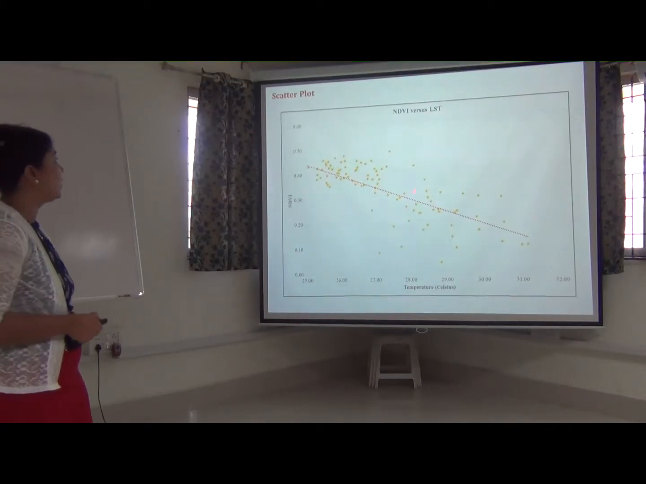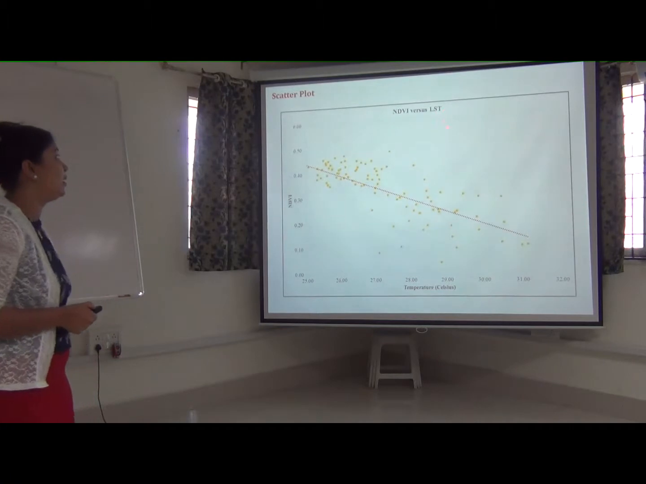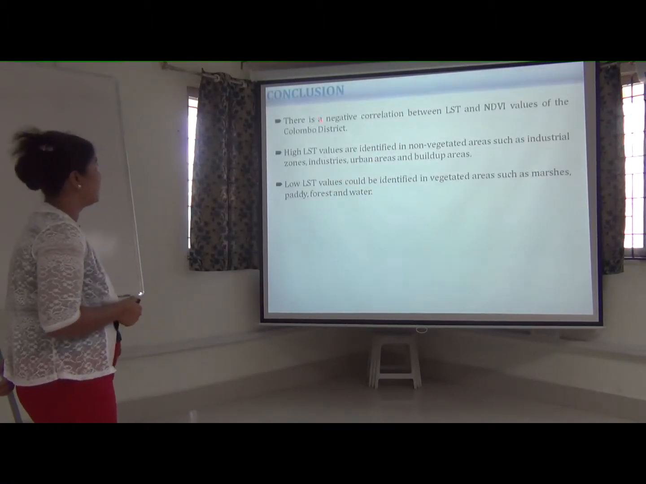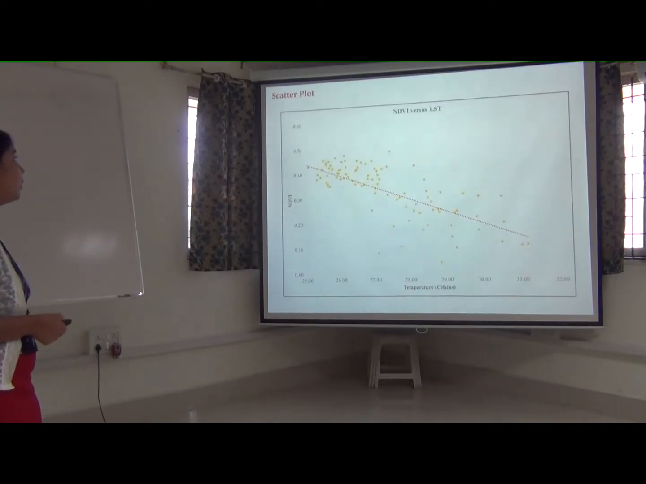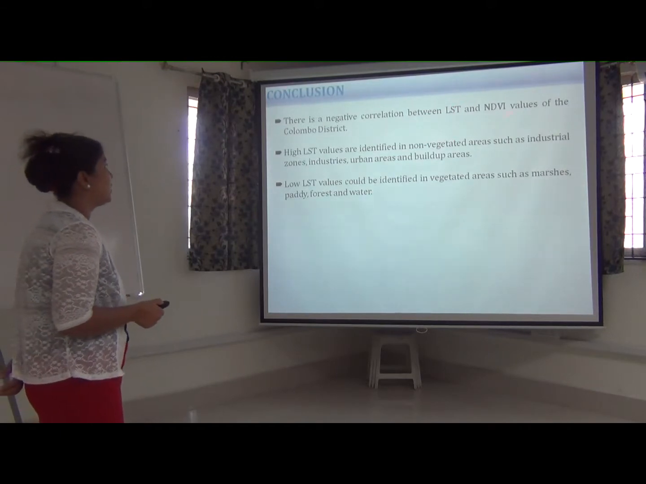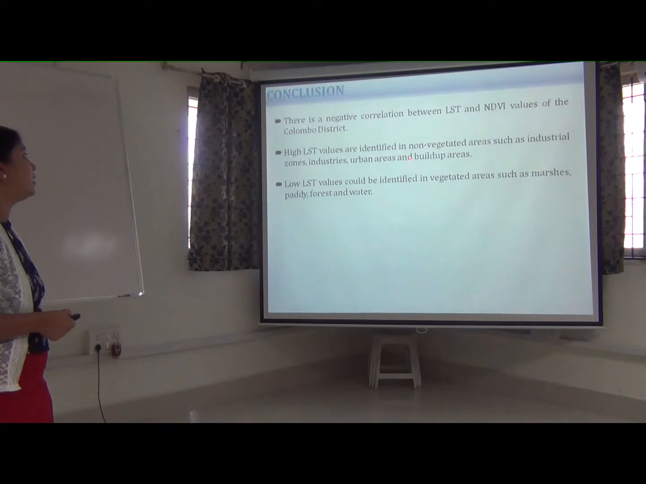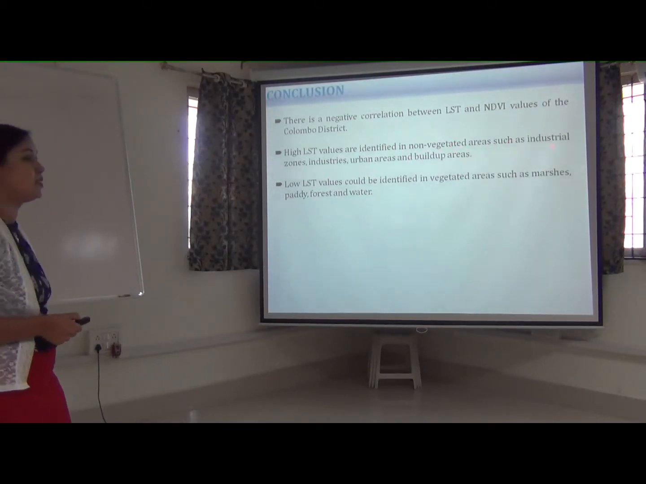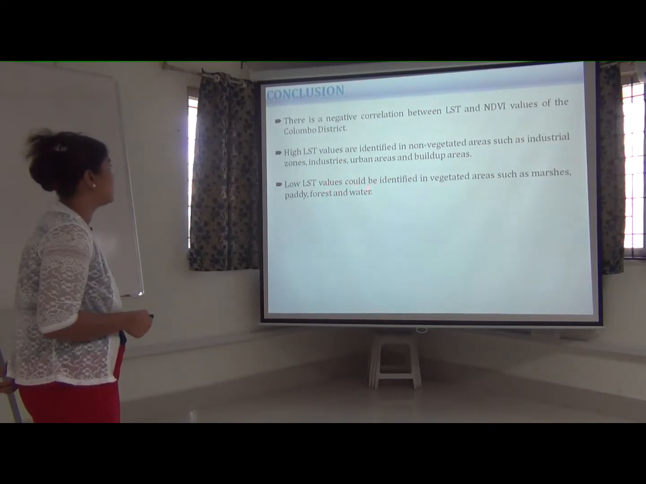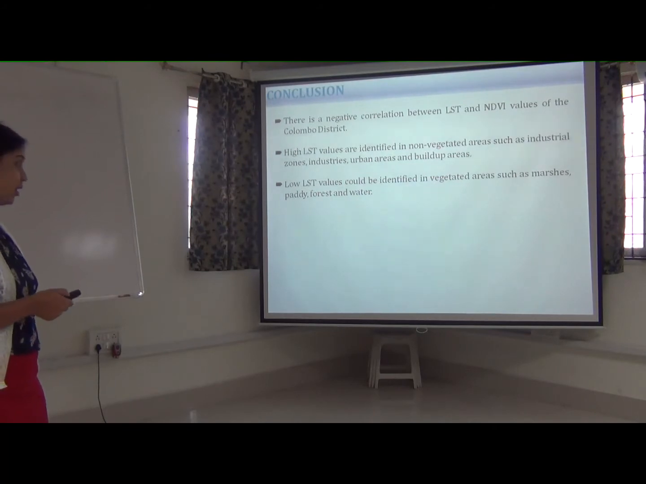This is the scatter plot that I have used to build the relationship between NDVI and the land surface temperature. In conclusion, according to this scatter plot, we can see there is a negative relationship between the land surface temperature and the NDVI values. High land surface temperature values are identified in non-vegetated areas such as industrial zones, urban areas and rural areas, and low temperature values could be identified in vegetation areas such as water, forest, valley and the marshes.